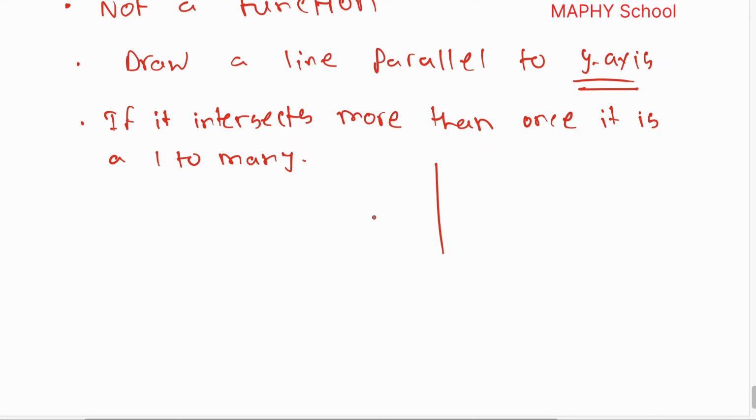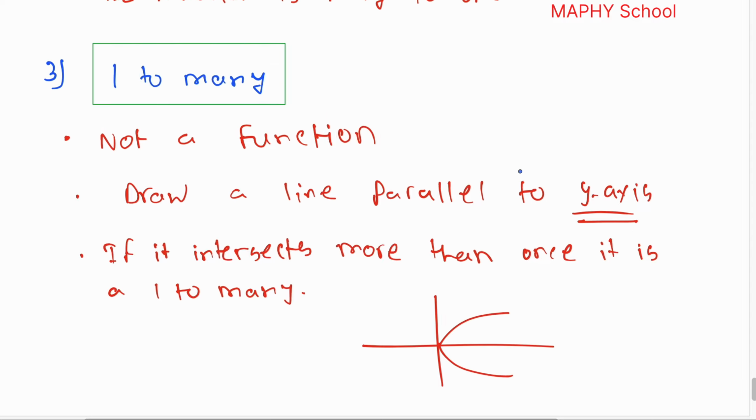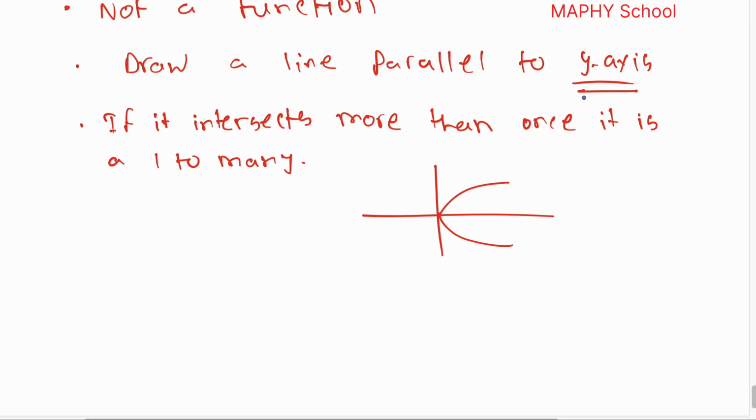It means, for example, this is a given curve, and you want to know, is it one-to-one or many-to-one or one-to-many? Okay, let's draw a line parallel to the y-axis. You can see that this line parallel to the y-axis cuts the curve twice. That means if it intersects more than once, it is one-to-many, and we know one-to-many is not a function. Hence, for example, this has y equals f of x. We can say f of x is not a function.